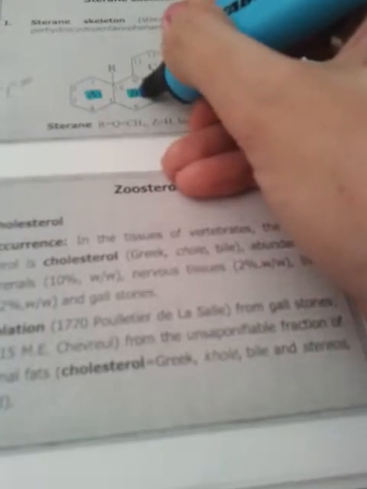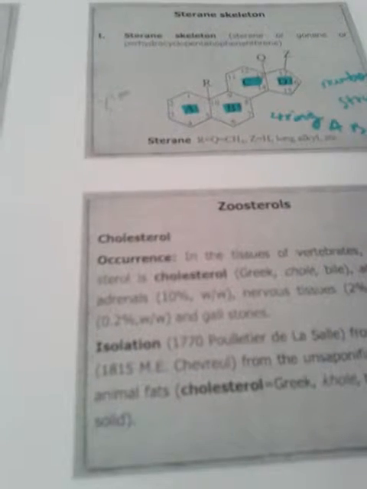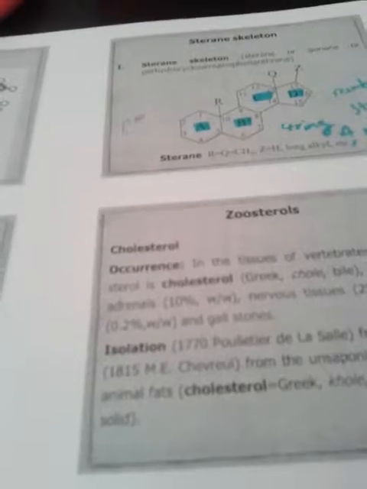Another thing that's important is that we have A ring, B ring, C ring, D ring. Always write that, four rings: A, B, C, D. We have to write that, yeah? Yes. We have A ring, B ring, C ring, D ring.